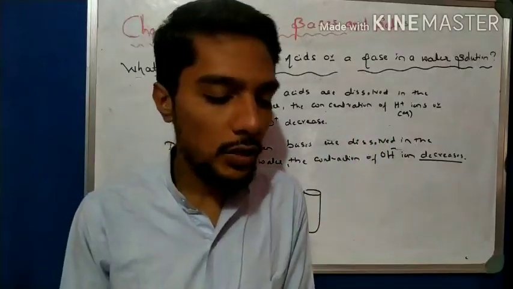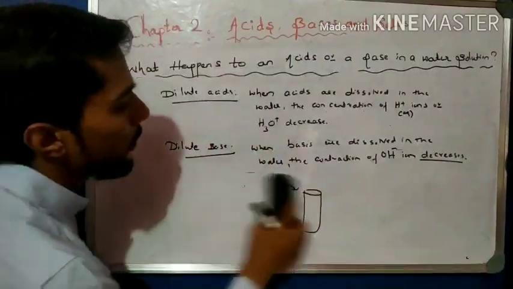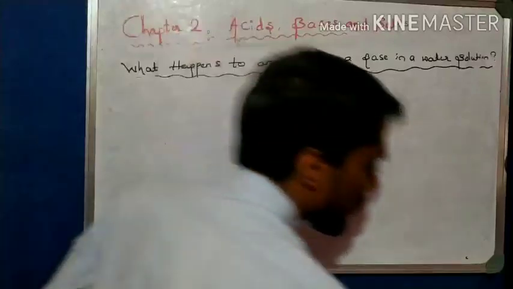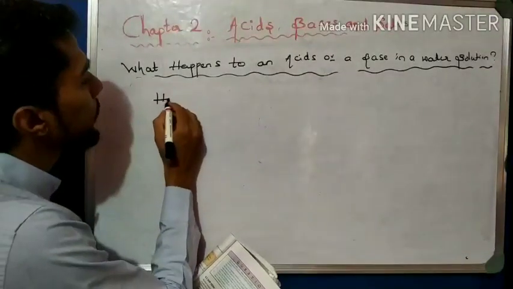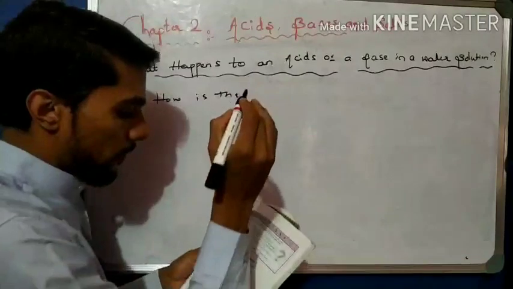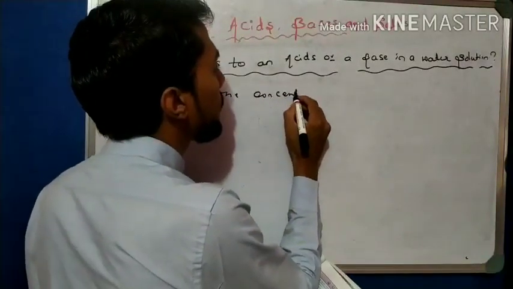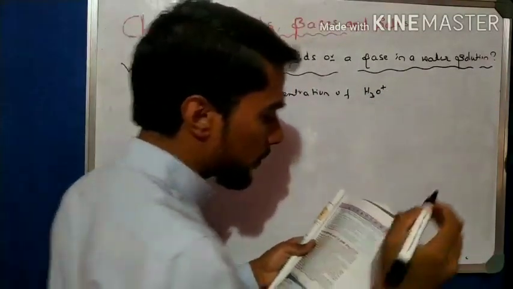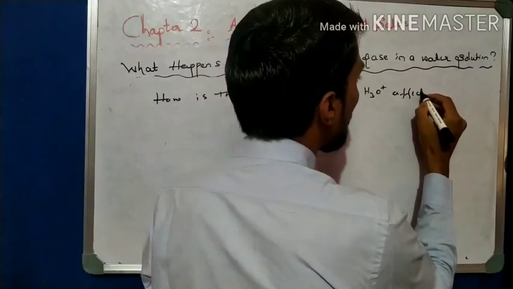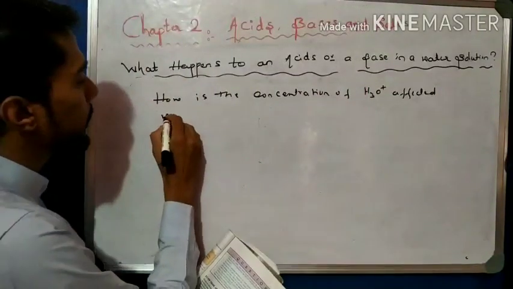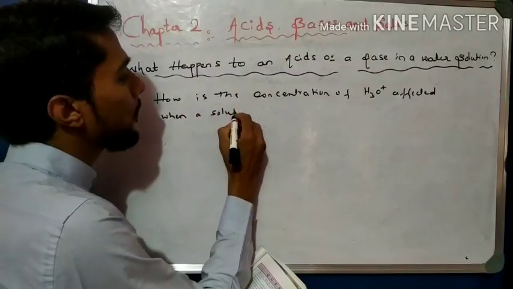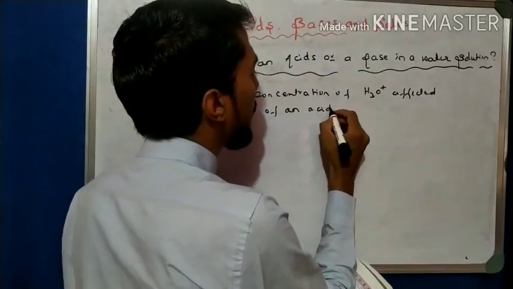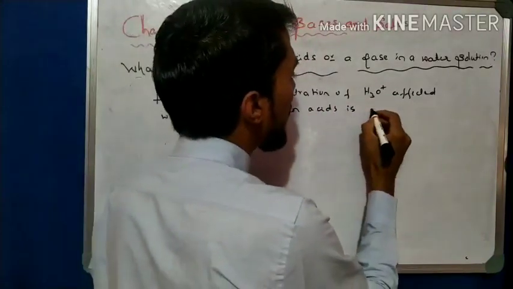I write the question here so that it is very clear for you. It's important in the examination, maybe 1 mark multiple choice questions are there. So here: how is the concentration of hydronium ions affected when a solution of an acid is diluted?